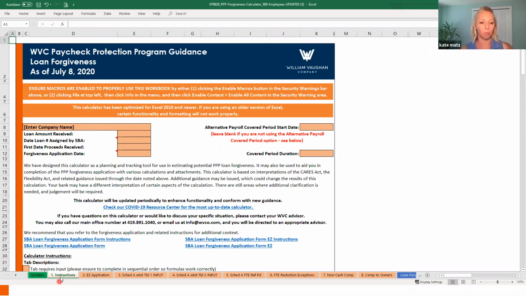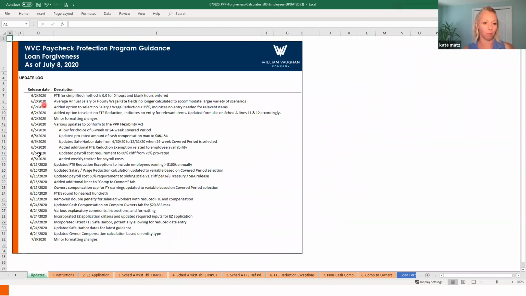So when you first download it, it will open up to this instructions tab. That's because we really want you to read the instructions. It does kind of help you understand how it's put together and what you're looking at with some of it. But if we pop back one tab to the updates, this can be helpful to look at as well. Each time we release a new calculator version, we are noting what the new features are, what the changes are that are incorporated into that release.